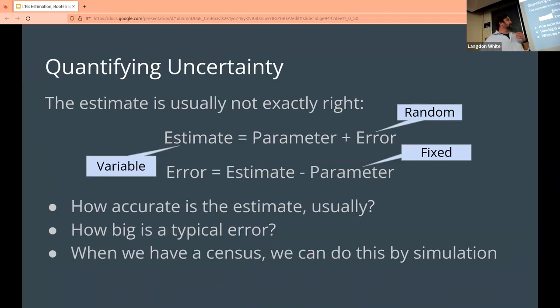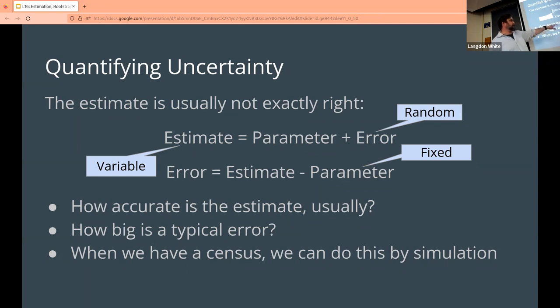So what we're going to do is quantify our uncertainty. This goes back to the picture over here. The estimate is usually not exactly right. We have our estimate, which is referred to as variable, the English version of the word, as in it fluctuates. Then we have a parameter, and we add the error to it, and the error is random. Because we're doing random simulations, the error amount will be random based on which simulation we happen to be looking at. The error is equal to the estimate minus the parameter, and the parameter is fixed because it's calculated, so it stays still.